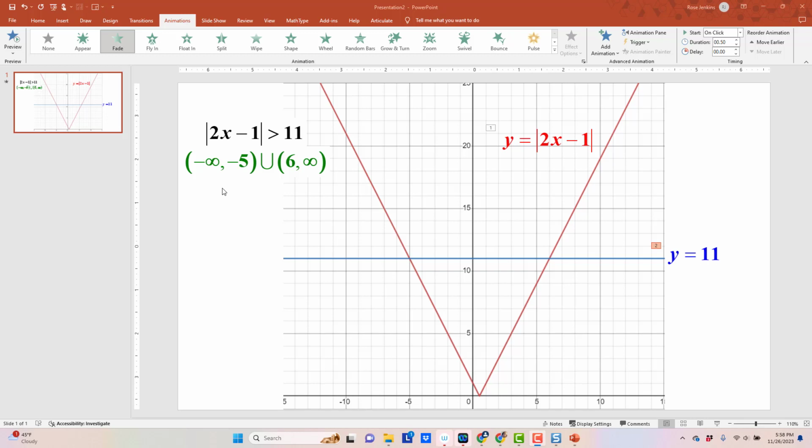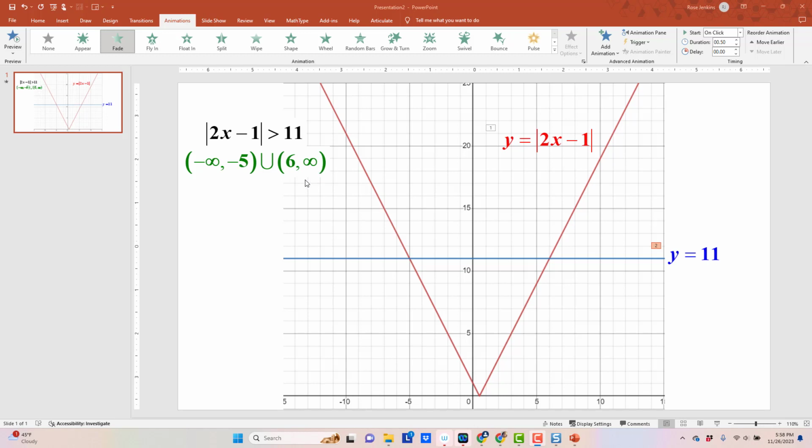In this graph, I want to talk a little bit about how we could use the graph to help us come up with the solution to our inequality. The inequality that we started with was the absolute value of 2x minus 1 is greater than 11. And the correct answer or solution was given as minus infinity to minus 5 and 6 to infinity.